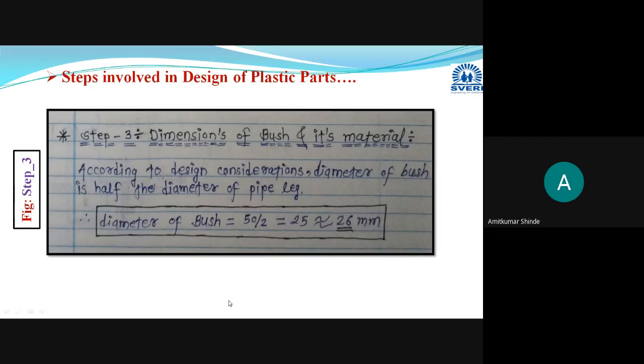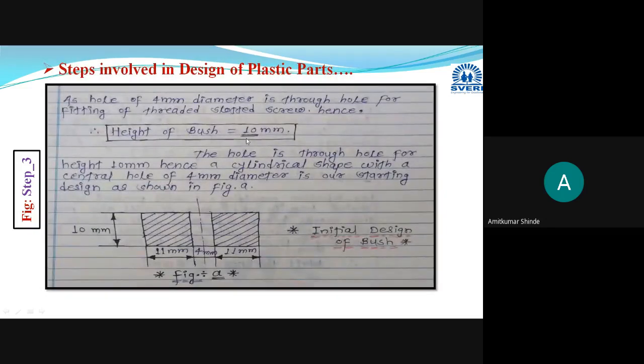Then, in this third step, we are going to decide the dimensions of the bush and its material. We have decided its diameter, then we are going to decide the height. We have decided the height as 10 millimeter. From where does this 10 millimeter come? A hole of 4 millimeter diameter is provided there to fit the screw, having length 10 millimeter. So the height of this bush, as we are going to provide one screw with 4 millimeter diameter and 10 millimeter length, will be 10 millimeter.